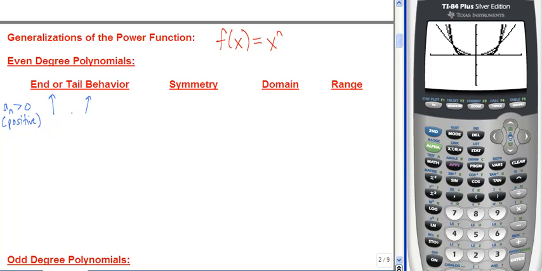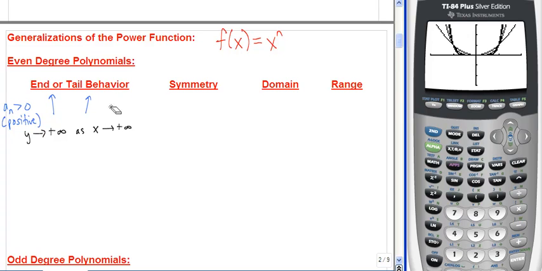Now, this is my end or tail behavior. It goes up, up on both sides. I'm going to show you an alternative way to write that. What we could say is that y, the y values, go to positive infinity as x goes to positive infinity. That would be this direction over here. As x goes this way, the y's go up. That's what I mean by this statement right here.